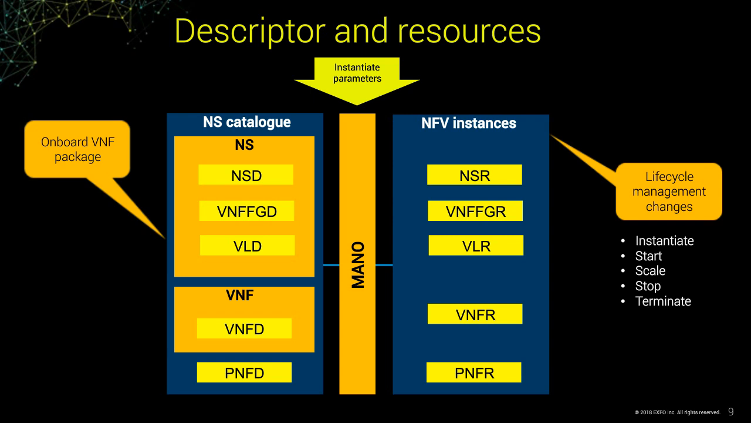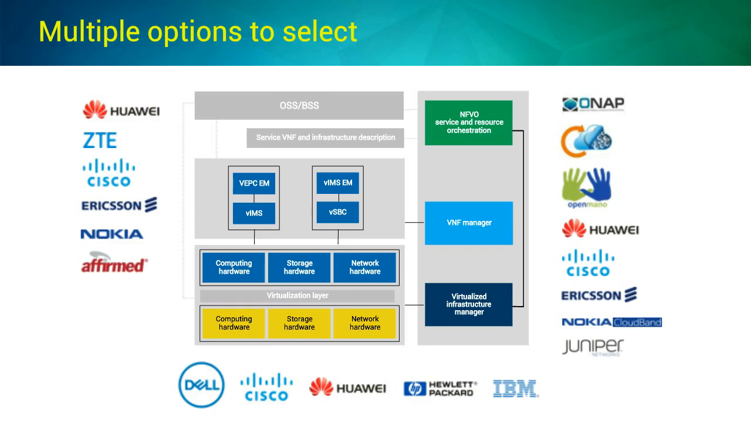The descriptors in the NS catalog are very, very important at the initial configuration time, and the NFV instance block is going to keep up-to-date information about the changes and the current status of your networks and the network services. So having said that, now we know that there are many blocks that we talked about in the NFV architecture, many blocks are well defined by ETSI, and there is some more work to do, definitely.